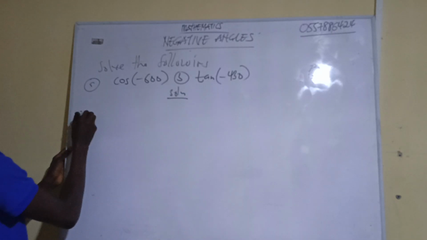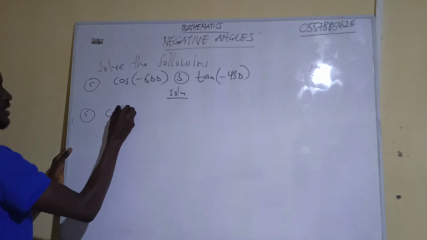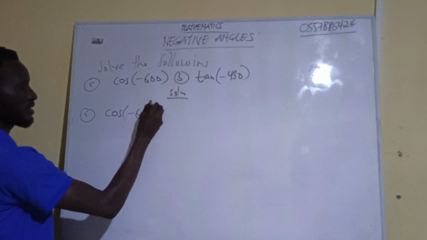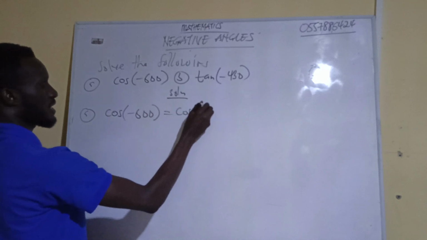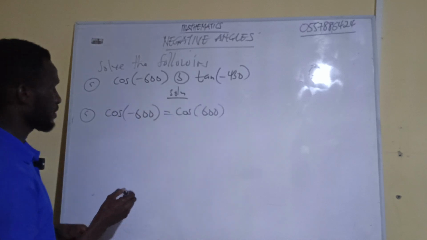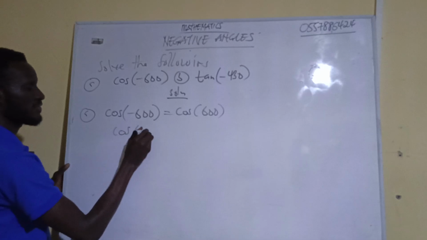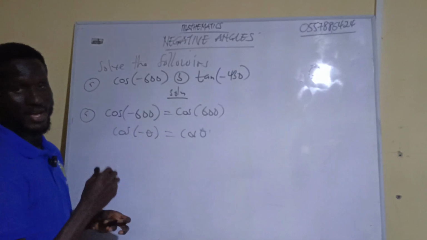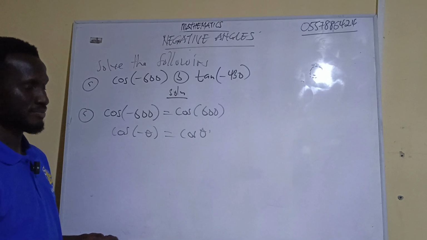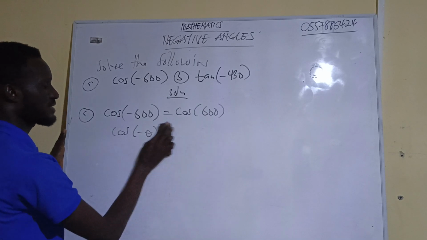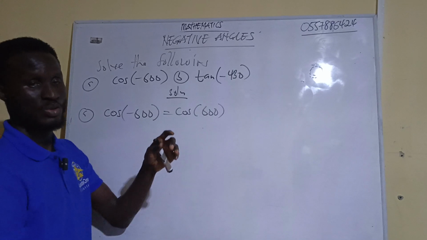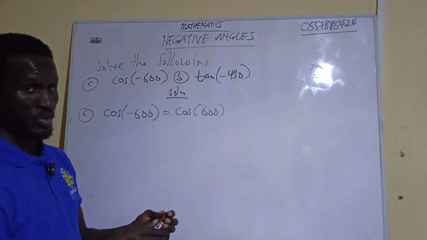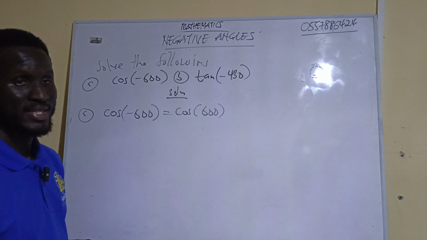Now, first, A. Don't forget that cos negative 600 will be the same as cos 600. Why? Because cos negative theta is the same as cos theta. So first, I have changed it to positive straight away. Now, the moment this one is positive, we need to go through our previous lesson, the same way. We need to read 600.